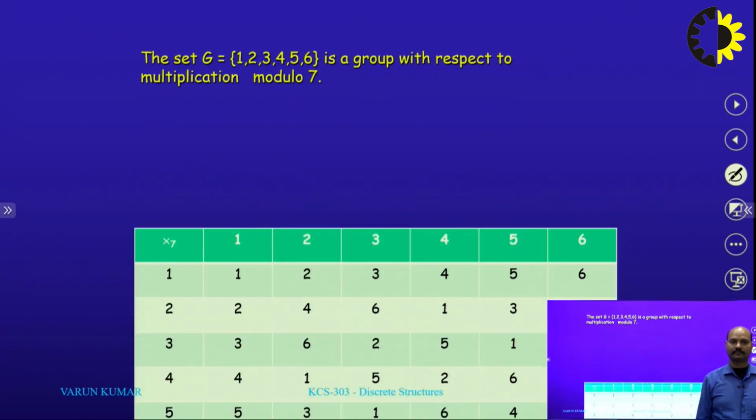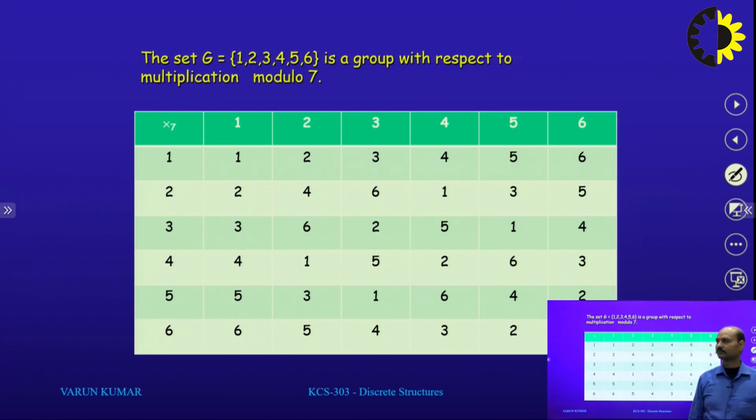This is a practice question. We have already computed the multiplication modulo 7 table for you. So we just check: is it closed, do all elements belong to this particular set? So we can say that this is closed under this particular binary operation, multiply modulo 7.